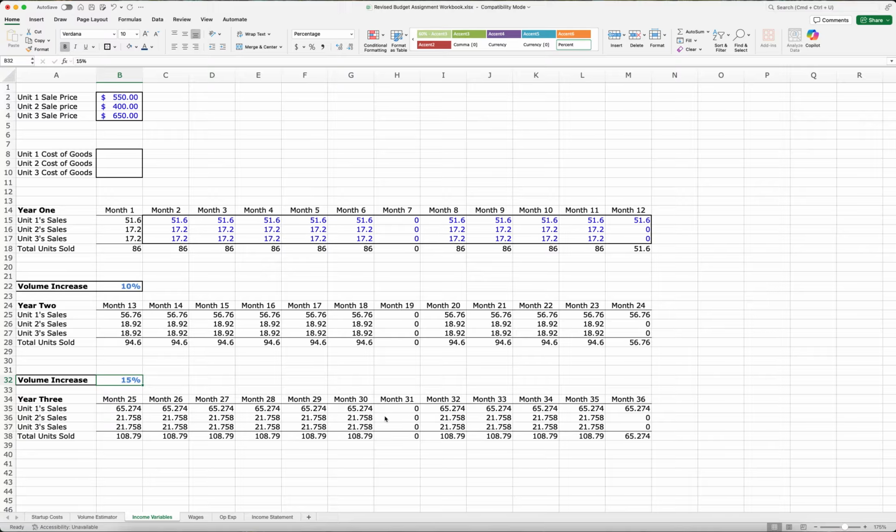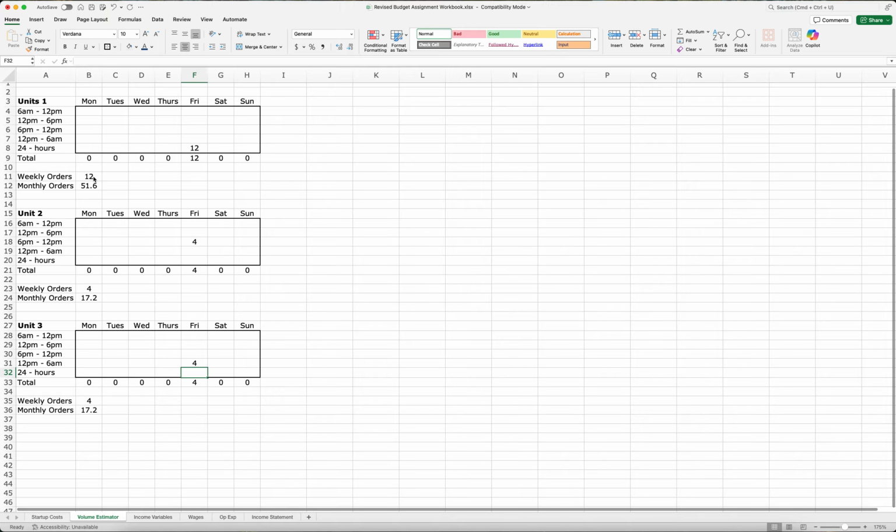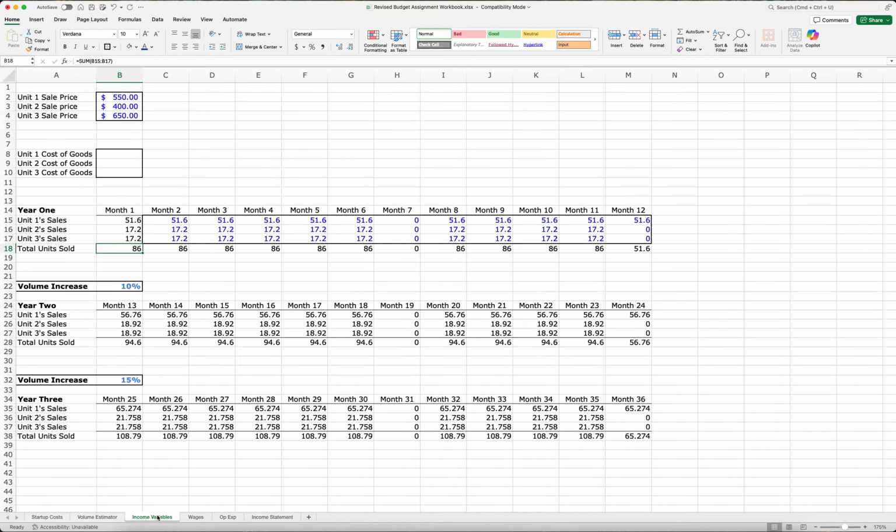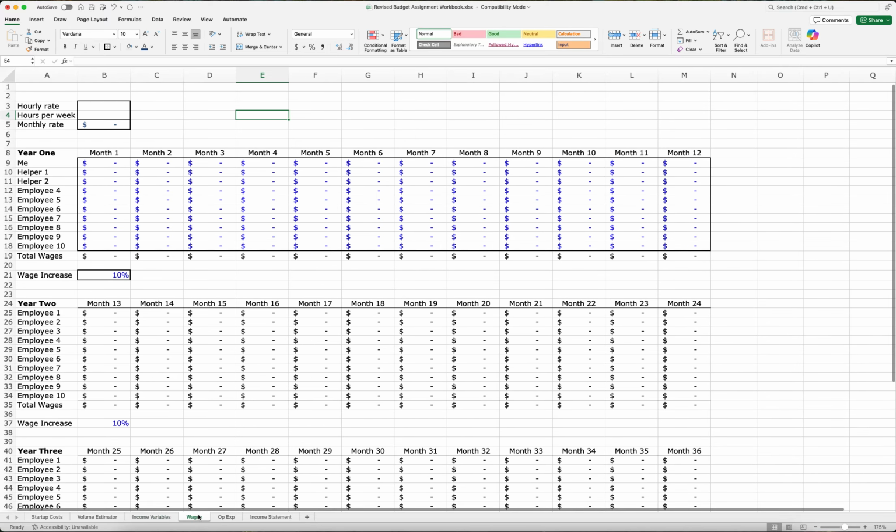But this begins to reveal to you how much volume you're going to be doing. So you're going to have roughly 86 kid units a month, right? And so you can begin thinking about that. And the volume estimator will show you how many weekly, right? You're going to have 12 kids here, 4 kids here, 4 kids here. But the reason I want you to understand that is that when we get to wages, now we've got to start figuring out how many people I think I'm going to need.